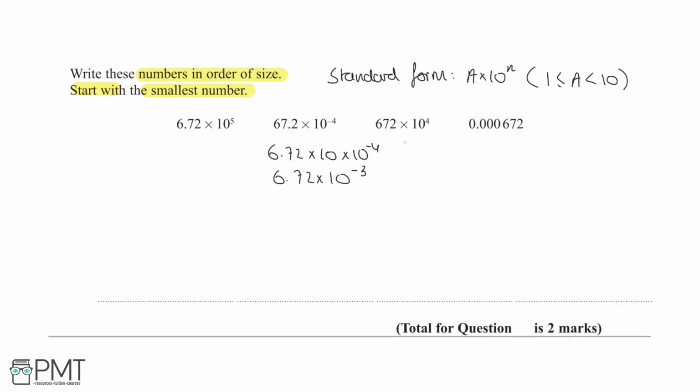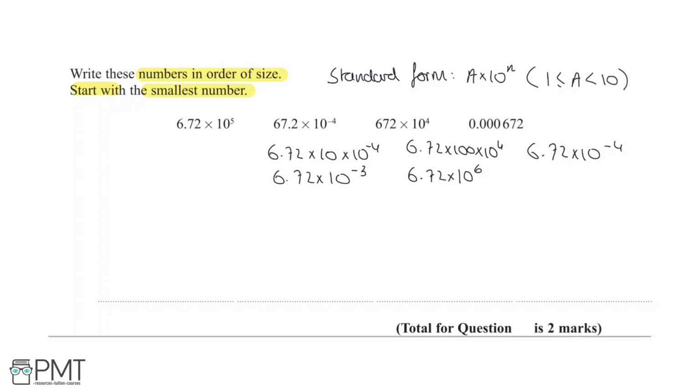672 is going to be 6.72. Now, because we've got 672, it's times 100, times 10 to the 4, and this is going to be 6.72 times, so 100 is 10 squared, which when you do times 10 to the 4, you get 10 to the 6. And then finally, 0.000672: we have 1, 2, 3, 4, so it's going to be 6.72 times 10 to the minus 4.